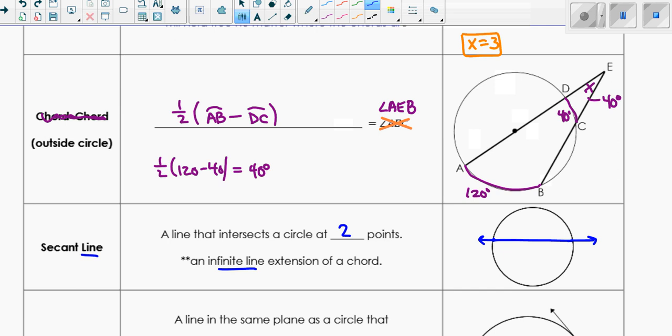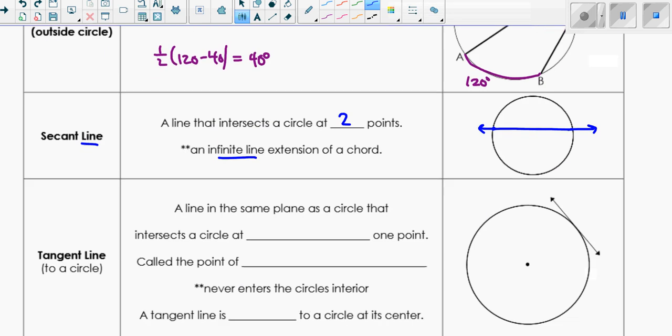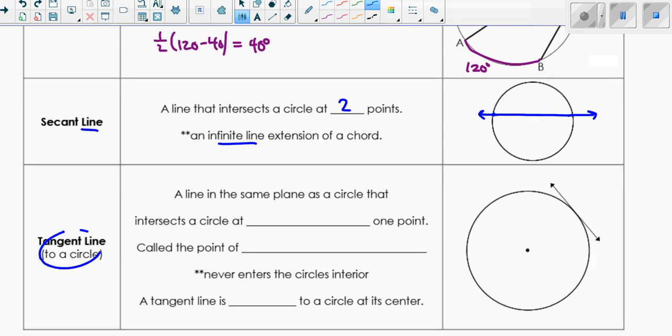We say exactly 2 places because we can have a line that intersects at exactly 1 place. That is what we call a tangent line: a line in the same plane as a circle that intersects a circle at exactly 1 point. This is called the point of tangency.